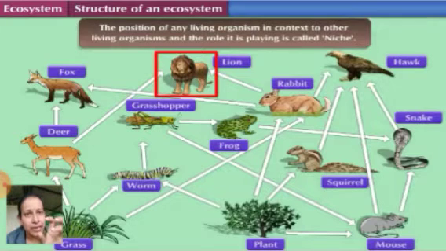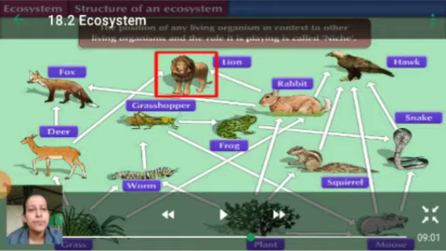So that particular position of that particular organism and the role it is playing in the ecosystem is called niche. So it has a particular niche, that means a position as well as the role in the ecosystem. Is that clear, students? So let us proceed a little further.